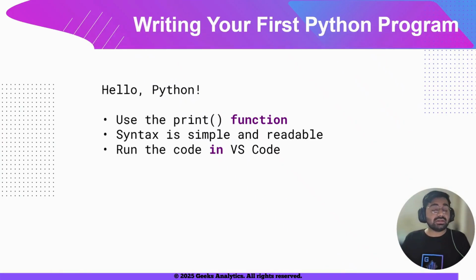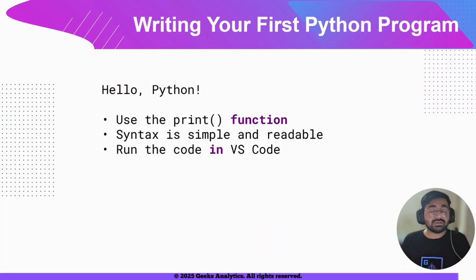So let's begin by writing our first line of Python, a classic hello world message. This is done using the print function, which displays output to the console. Python syntax doesn't require semicolons or boilerplate code, just one clean, simple line. We will write this in VS Code and run it in the terminal.